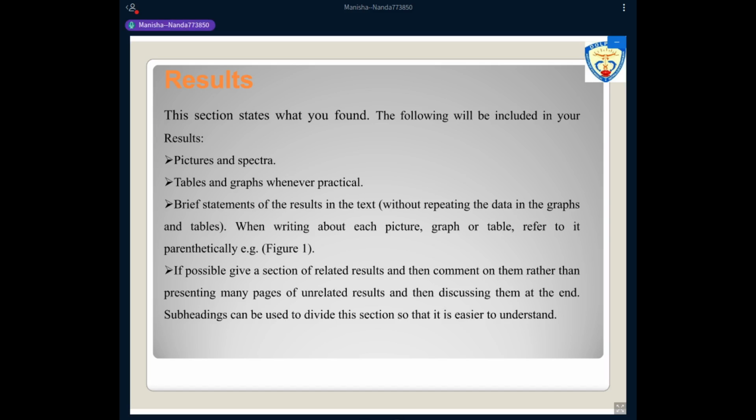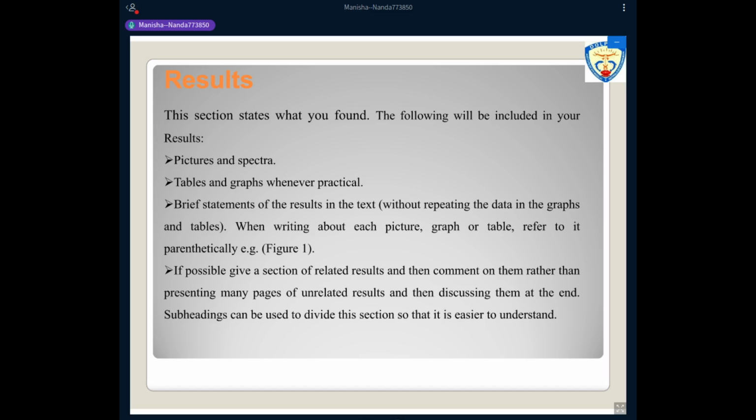Then comes the results section. Now, for results also, I'll give you a tip. Always write your results according to your methodology section. You should not try to move things up and down. It should be in the same way in which you have conducted your experiments and mentioned them in your materials and methods section.